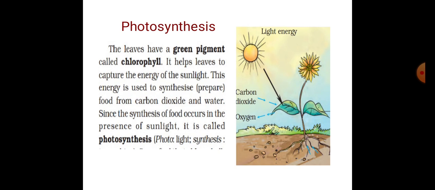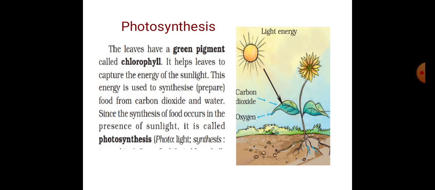Basically, leaves have a green pigment called chlorophyll. So, as leaves are green in color, they are called the food factories of the plant, because the food making process is done in the leaves. That's why they are called the food factories of the plant.